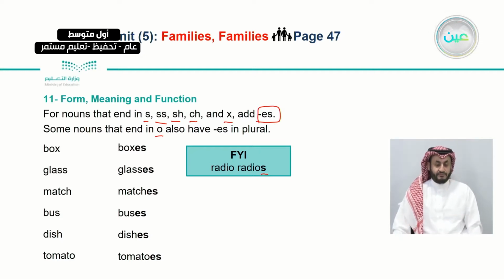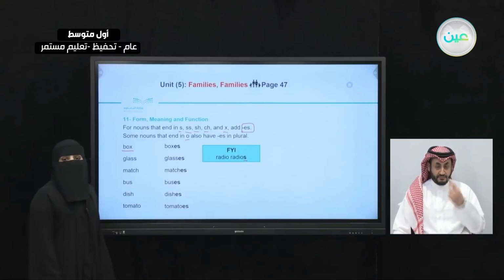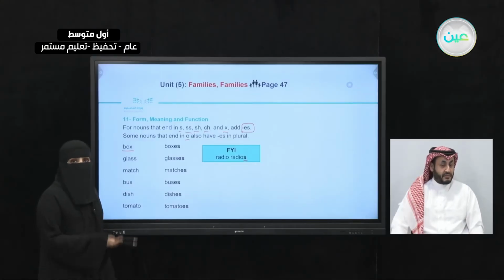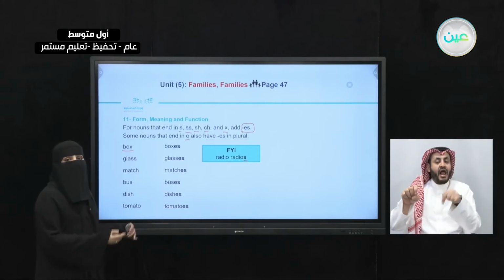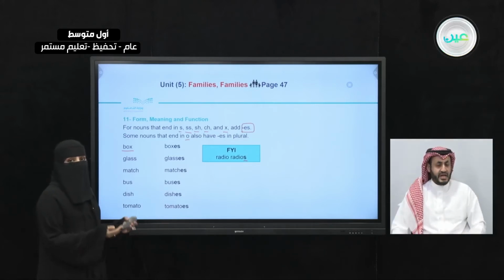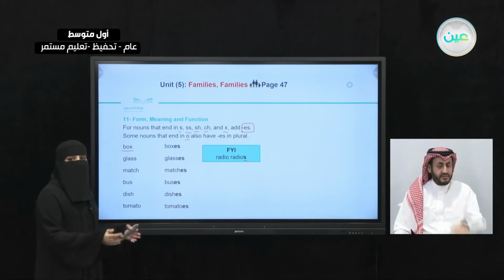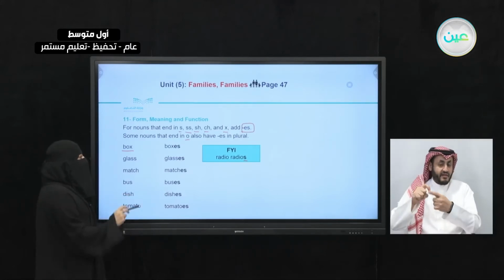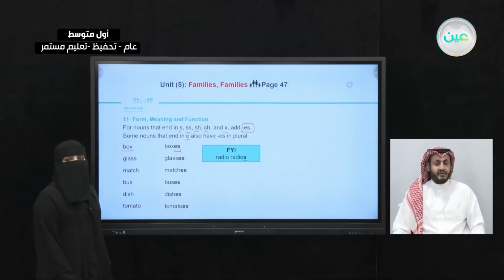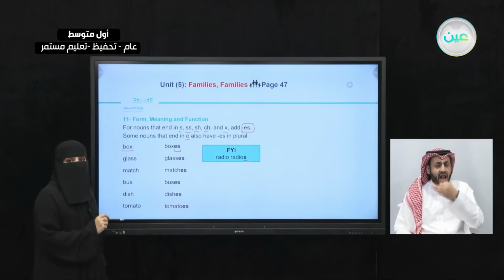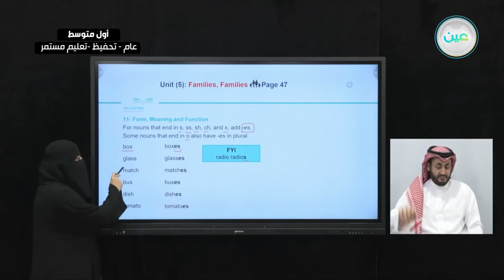Let's look at the first word right here, box. Box, is it regular or irregular? It's a regular noun. If I want to talk about more than 1 box, I'll be saying boxes, 2 or 3 boxes. I just add es in order to make it plural because it ends with the letter X.